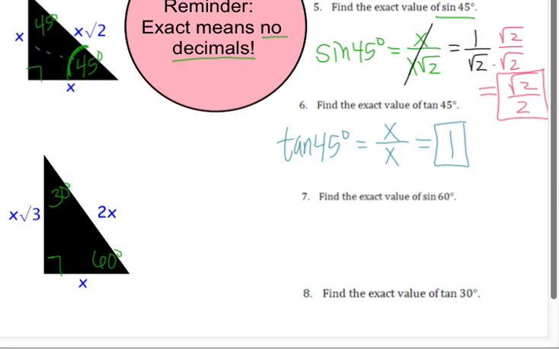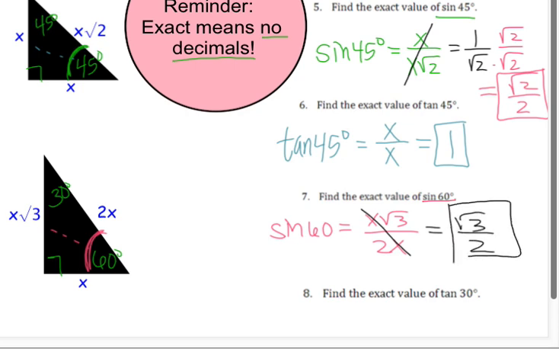Now 7 says find the exact value of sine of 60. Well, now I'm going to be looking at my 30, 60, 90 triangle. Looking at the 60-degree angle, and I figure out sine. Sine is opposite over hypotenuse. So I have sine of 60. My opposite is x square root of 3 over hypotenuse, which is 2x. I would notice that the x's will simplify to 1, so I have square root of 3 over 2. That is simplified. So that is sine of 60 degrees, square root of 3 over 2.